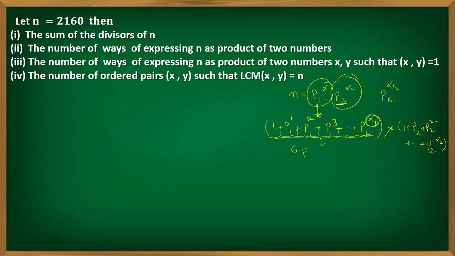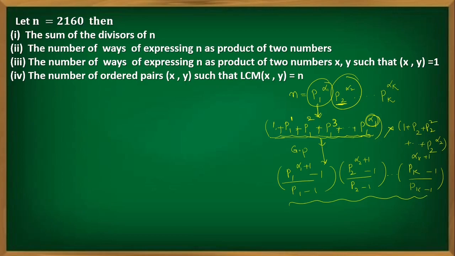According to the formula of geometric progression, you get a into r to the power of n minus 1 by r minus 1. If you use that formula, you get p1 to the power of alpha 1 plus 1 minus 1 by p1 minus 1. This is the sum related to this. Similarly, p2 to the power of alpha 2 plus 1 minus 1 by p2 minus 1. You have to repeat this procedure for each and every prime. So pk to the power of alpha k plus 1 minus 1 by pk minus 1, which gives you the sum of all the divisors.